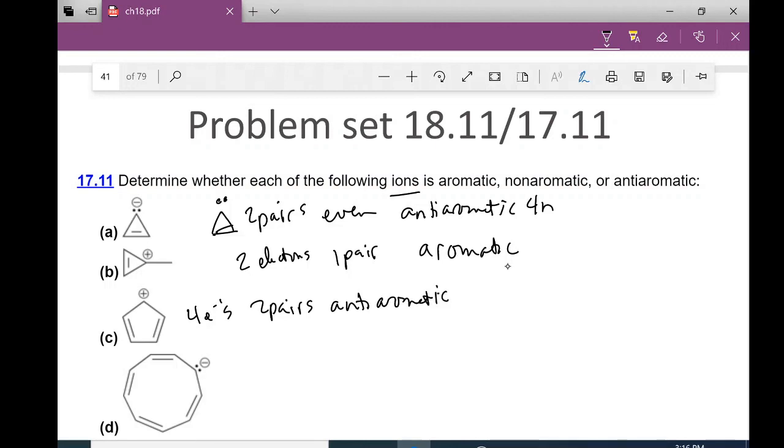And for the next one, we have this molecule that's larger, and it has 1, 2, 3, 4, 5 pairs of electrons, and so that's odd. So if this molecule is planar, which for my students you can assume that it is, that's going to make this molecule aromatic.